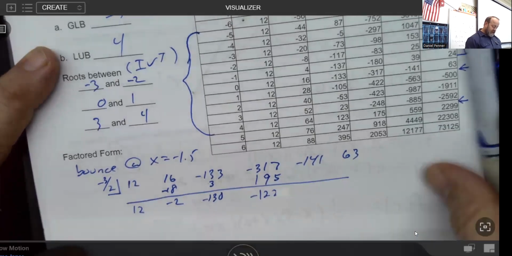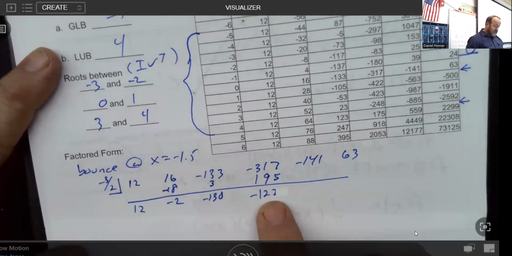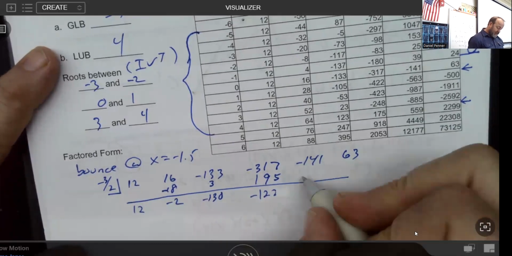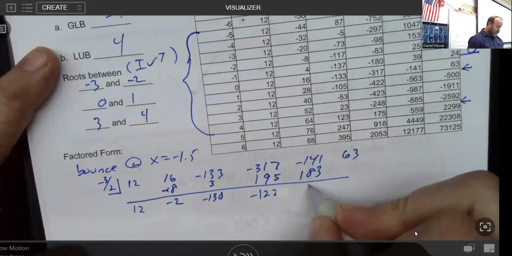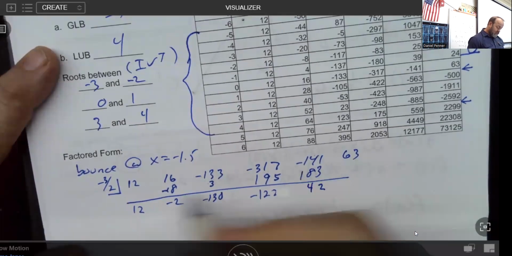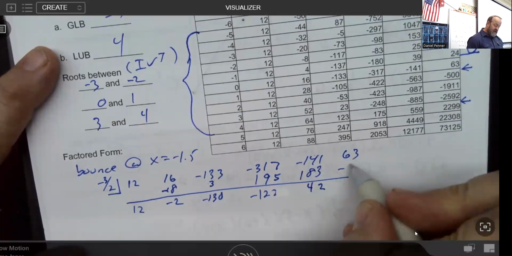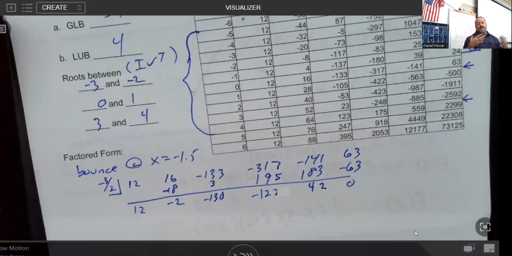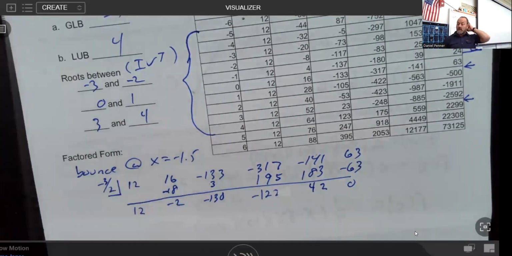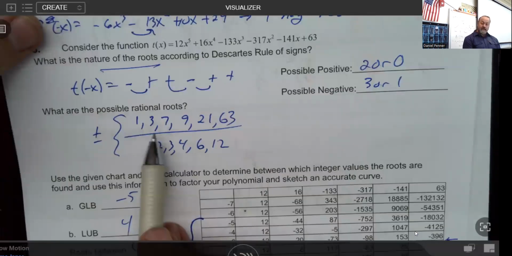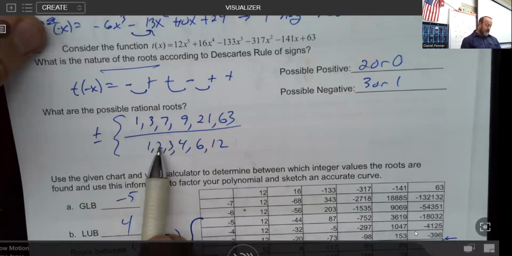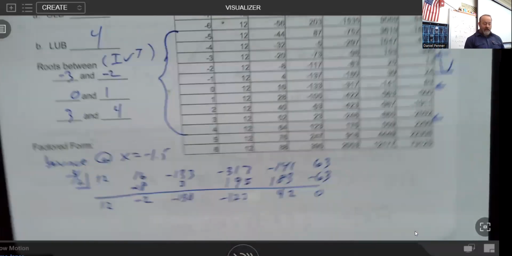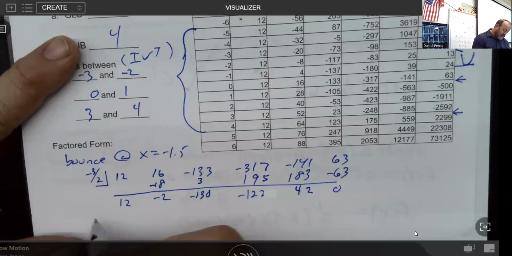Now, if we took -3/2 times -122, you get 183, which gives me 42. And this times 42 is -63. And magic just happens. It just confirms what we already knew was going to happen. And by the way, 3/2, I never mentioned that, was a possible rational root from what we did here. But because it looked like a nice little bounce, we can divide it again.